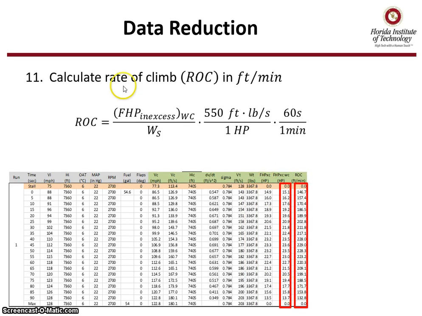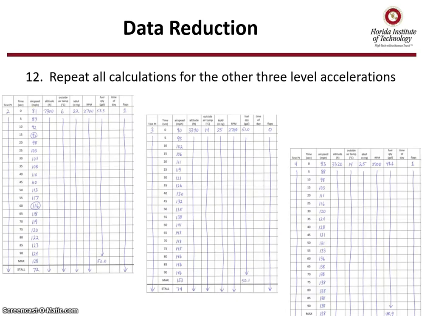Next, we'll calculate rate of climb in feet per minute, starting with our weight corrected thrust horsepower in excess, divide by our standard weight of 3,400 pounds. These are more unit conversions, and that gives us our rate of climb in feet per minute as a function of time. Repeat all calculations for the other 3 level accelerations. So steps 1 through 11, you're going to repeat for the second level acceleration, the third, and fourth data.